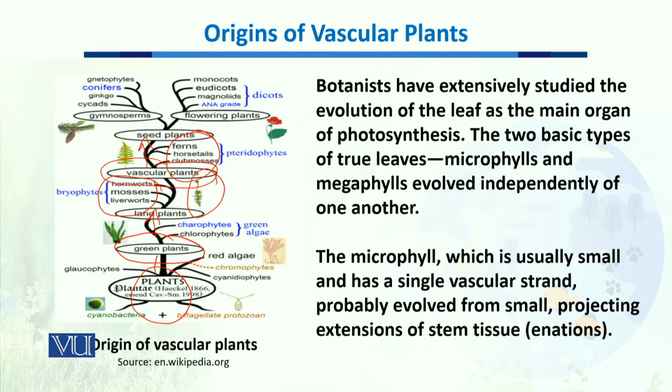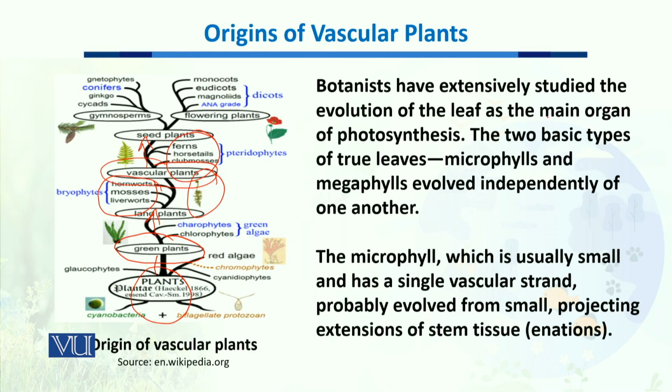But the important thing is that when botanists extensively studied the evolution of plants, especially the evolution of leaves as the main organ for photosynthesis in these plants, they came across two basic types of leaves, microphylls and megaphylls. They evolved independently of each other. Now, when we talk about microphylls, they have a single vascular strand. You can find many grasses whose leaves are microphyll leaves.